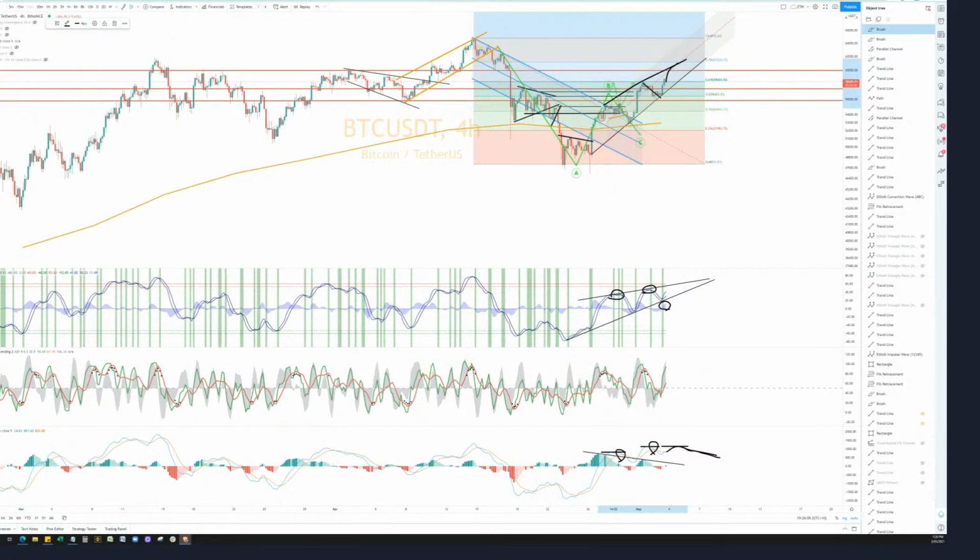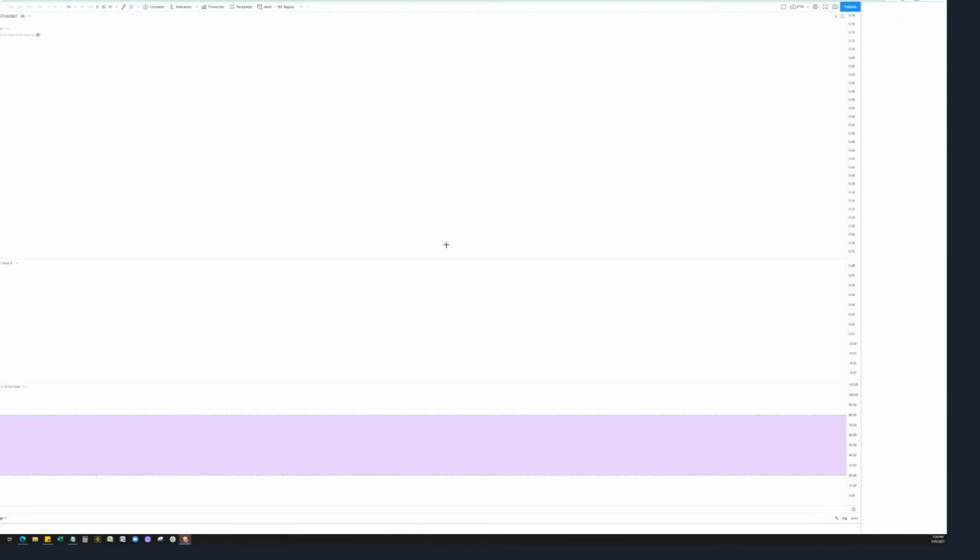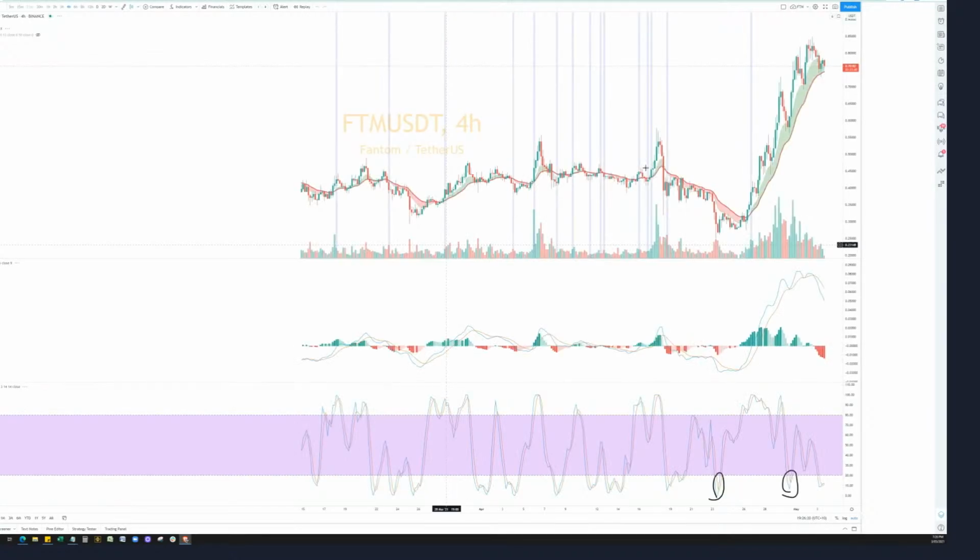Okay, so let's pick one of my charts. FTM, just to emphasize this message. Formation, bearish divergence, bullish divergence, and so on.